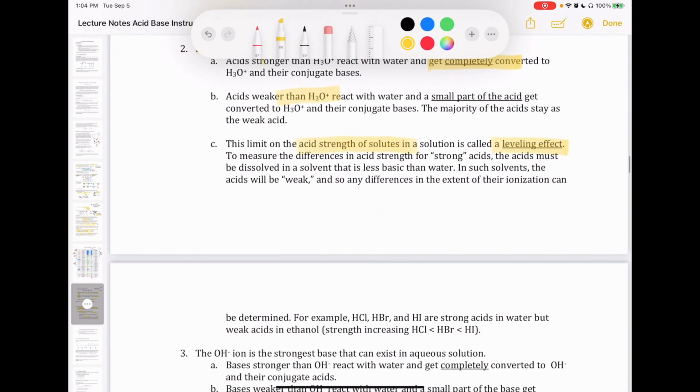One of the things that we can do is measure the strength of the acid, for example, in ethanol, which is a weaker base than water. So if you use ethanol, you'll be able to tell that one of these acids is going to react more with ethanol compared to the other one. And that's how you tell that, in this case, HI is stronger than HCl.